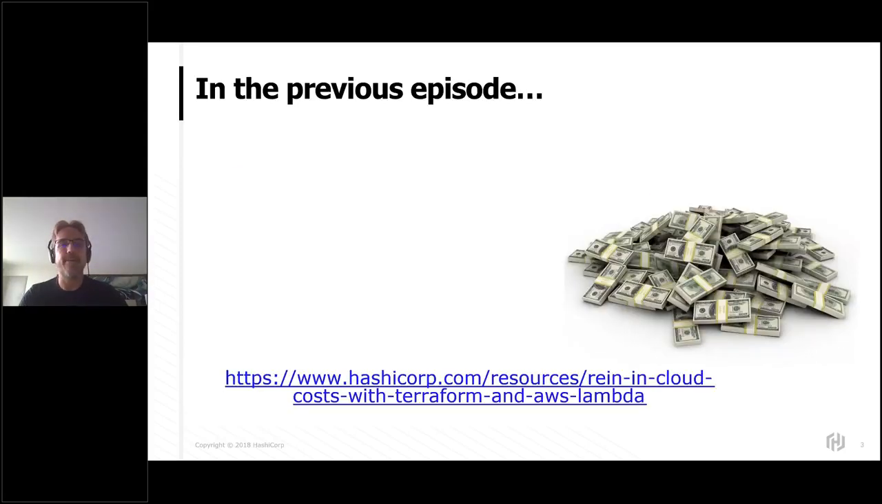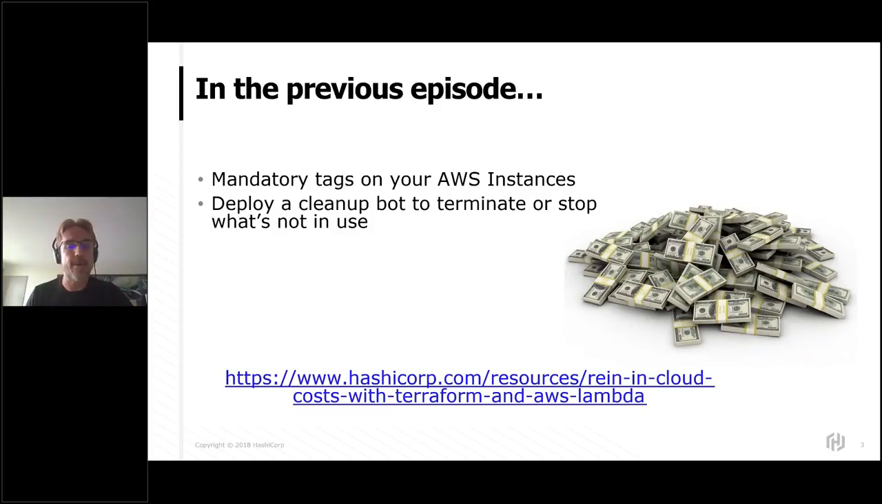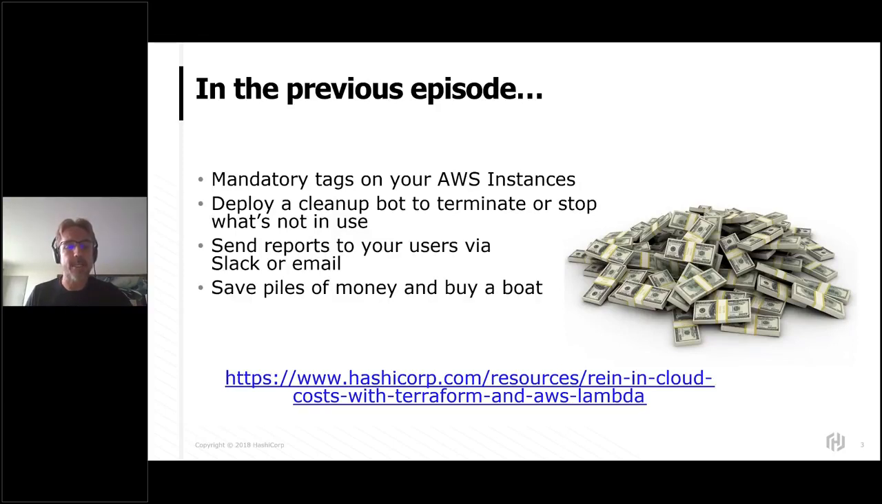Let's have a little recap of the previous episode. In part one of this webinar, we showed you how to use Terraform to deploy a serverless application. And in that webinar, we showed you a simple tagging system that was used to mark AWS instances for deletion after their time to live expired. Hopefully you saved a ton of money and learned a bit about Terraform and AWS Lambda in the process. But how can you make sure everything gets tagged properly to begin with? In part two, today we'll show you how to securely and safely provision cloud infrastructure with Terraform Enterprise.